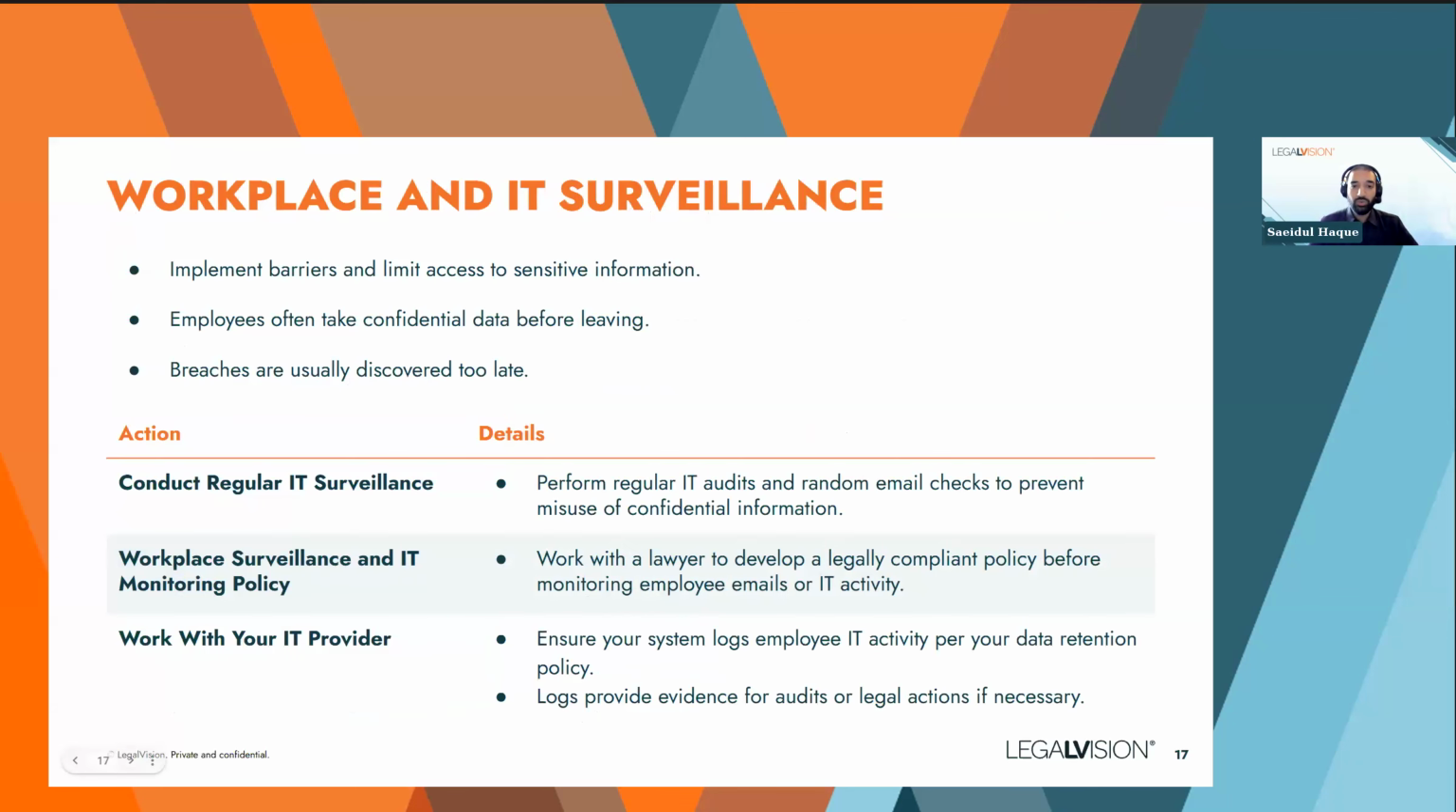Another way to ensure that your sensitive information is protected is to implement information barriers and also limit access. Most restraint clause disputes involve employees downloading and extracting confidential information to their personal device, or sending that information to their personal email addresses. This usually happens before the employee leaves the business, and by the time the employer finds out, it's often too late. So what we'd recommend is that you conduct regular IT surveillance and random email audits to ensure that your employees are not misusing confidential information. And if you don't already have a workplace surveillance and IT monitoring policy in place, you should work with a lawyer to develop and implement such a policy.